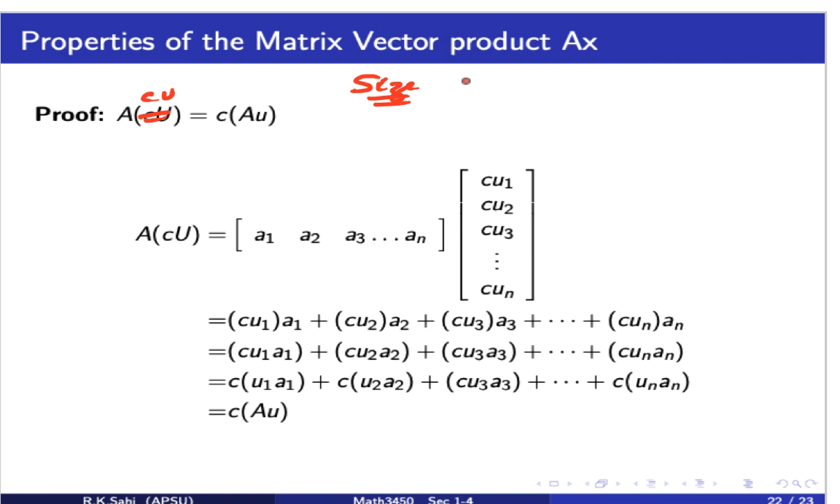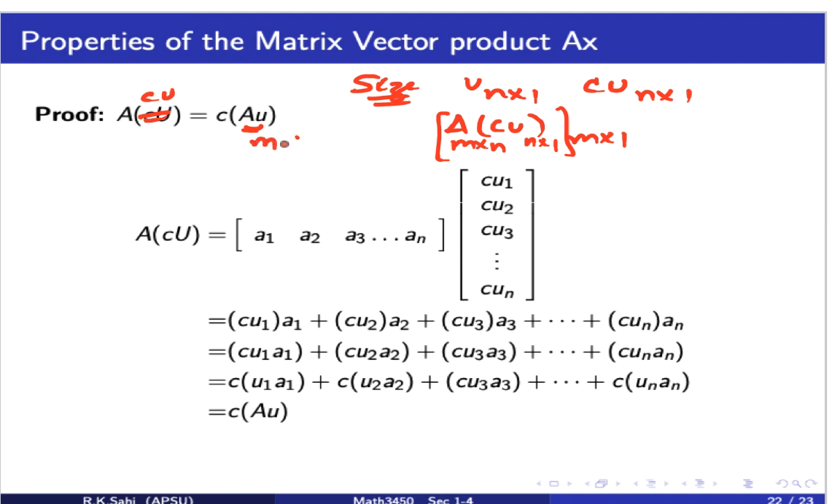Now notice U is a vector of size n by 1. C times U will also be a vector of size n by 1. And then A multiplied by CU will be a vector of size m by 1, because A is m by n and CU is n by 1. So this whole is a vector of size m by 1. Similarly, we already know what AU is. It's of size m by 1. And when C multiplies AU, again, it will still be m by 1. So the sizes are correct, and now we have to prove the corresponding entries.